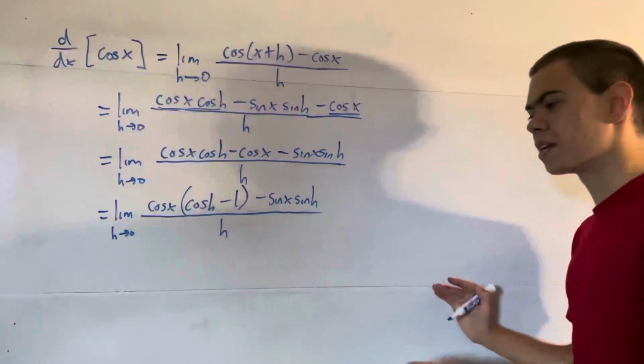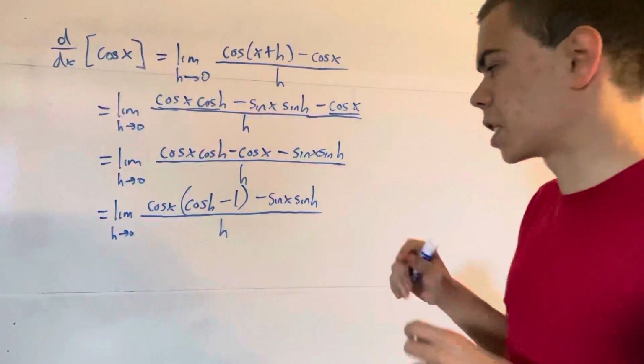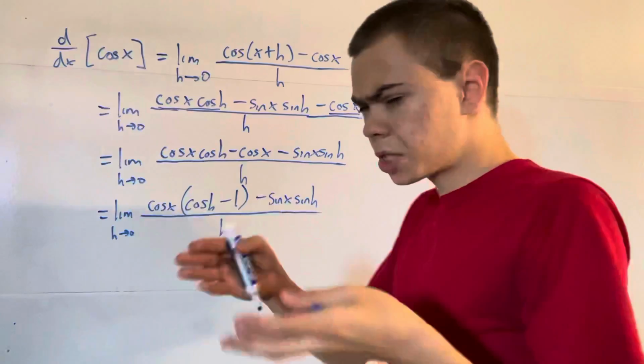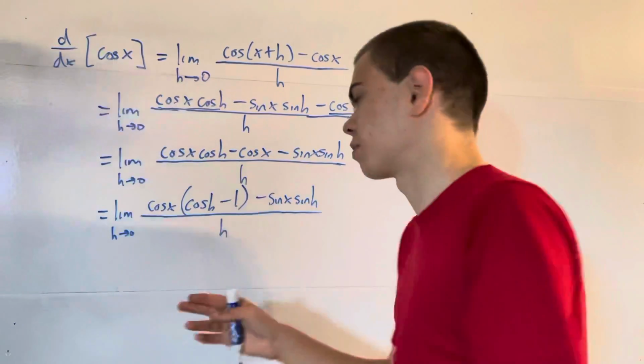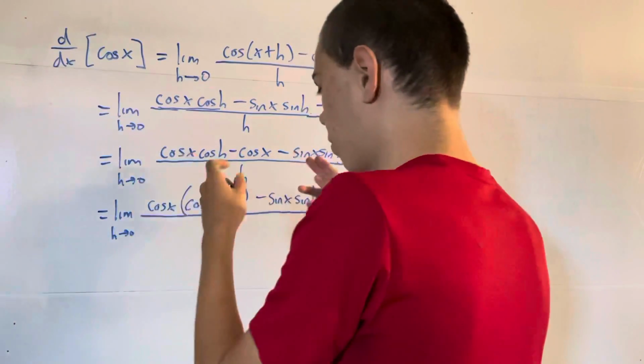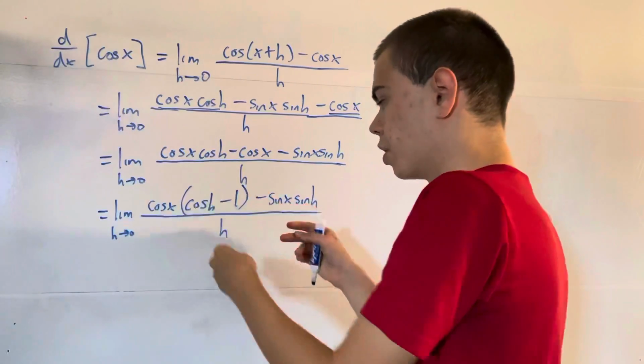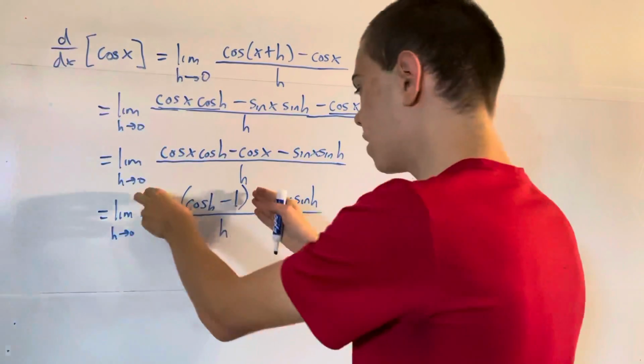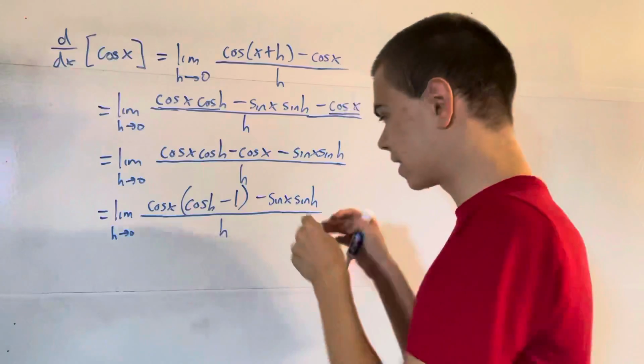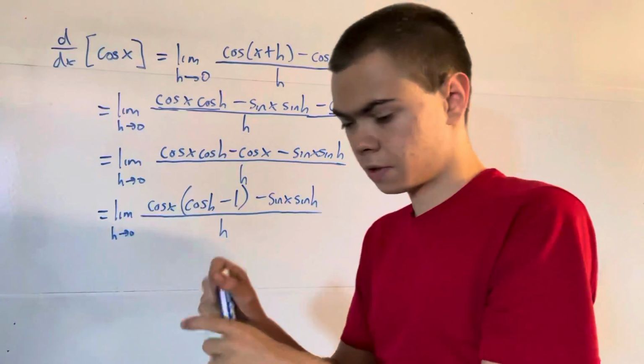So now that we have this, notice how we could actually break this limit down into parts. We could break this up into two terms where we could say it's this over h minus this over h.